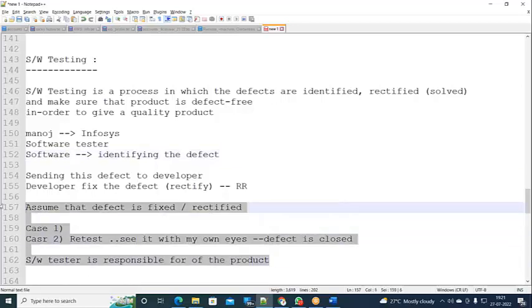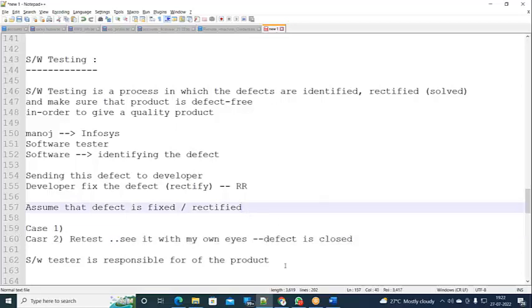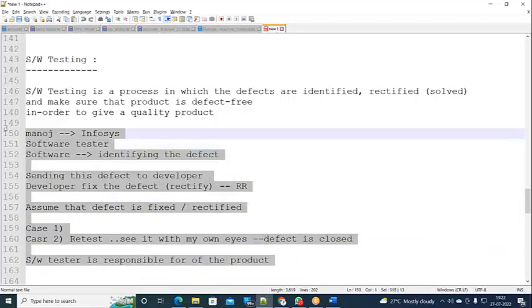This is just an insight, guys. We will dig deep into it and I'll talk about the defect life cycle, how the defect goes and all that. But today is not the day for that. Later we will do that. But overall, on a high level, this is what happens.